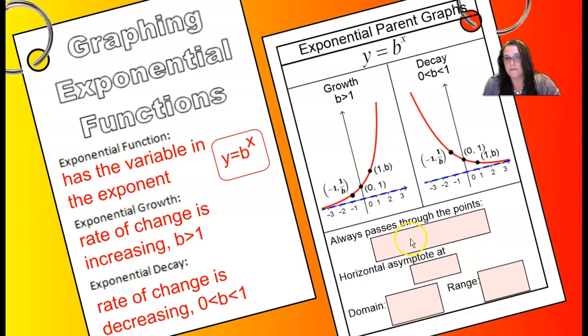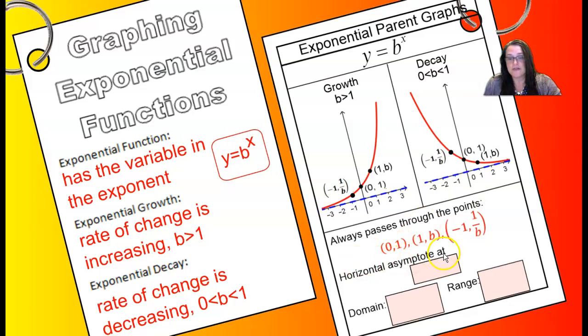Then we'll notice on the back where we compare and contrast the exponential growth and decay parent functions that both functions always will pass through these same three anchor points. (0, 1) will always be the y-intercept, and then the point (1, b), and (-1, the reciprocal of b). Those are your three anchor points regardless of whether it's exponential growth or decay in your parent graph.